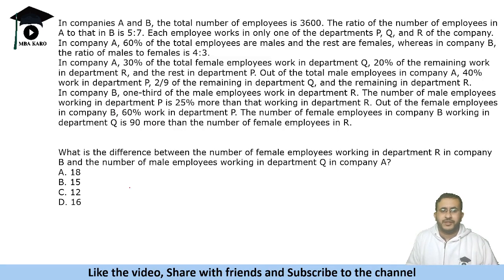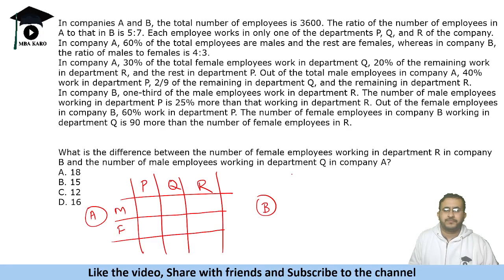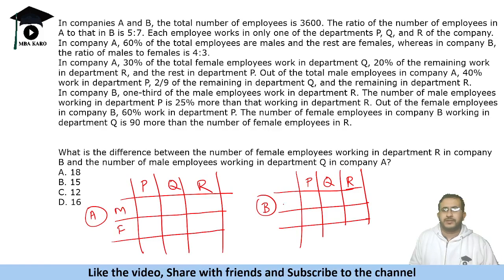So let us do one thing. Let's find out the PQR and the number of male and female in both the companies. So this is company A and this is company B. So based on the given conditions, we shall find the number of male and female employees.